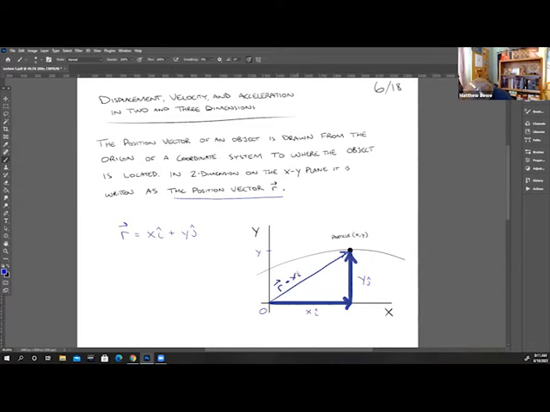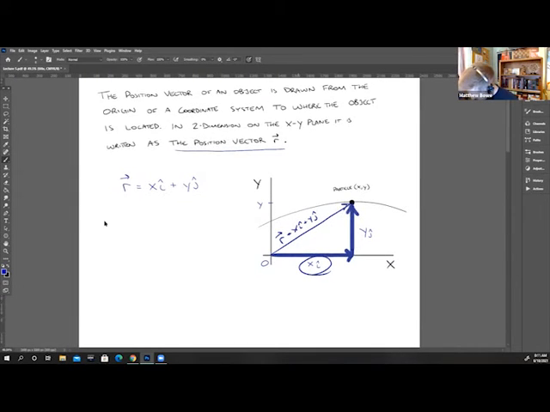x i hat plus y j hat. So we have this way of breaking this position vector. It's tracking where the particle is on this path. We have a way of breaking that up in these nice coordinates. So say it's a little bit of this coordinate and a little bit of that coordinate. You add them together and we're able to find where it is.